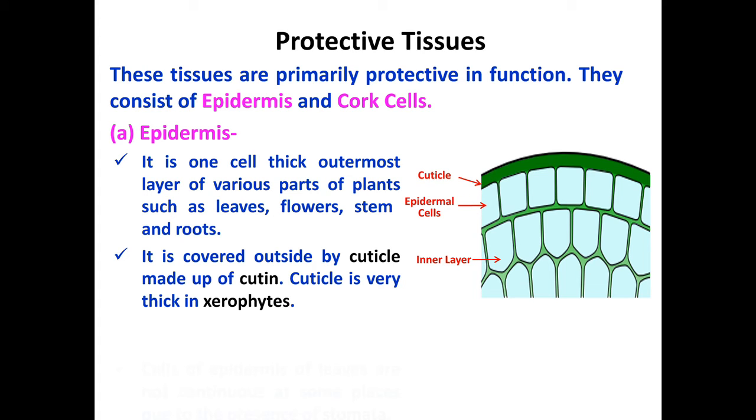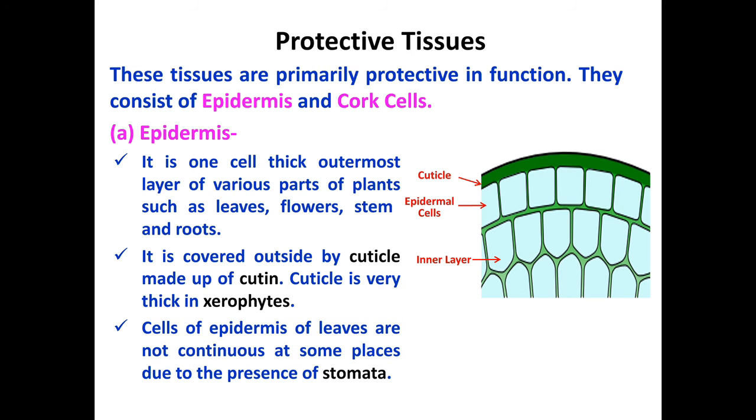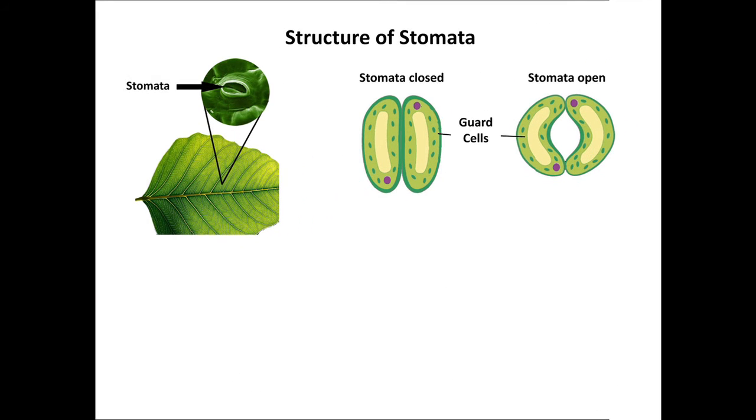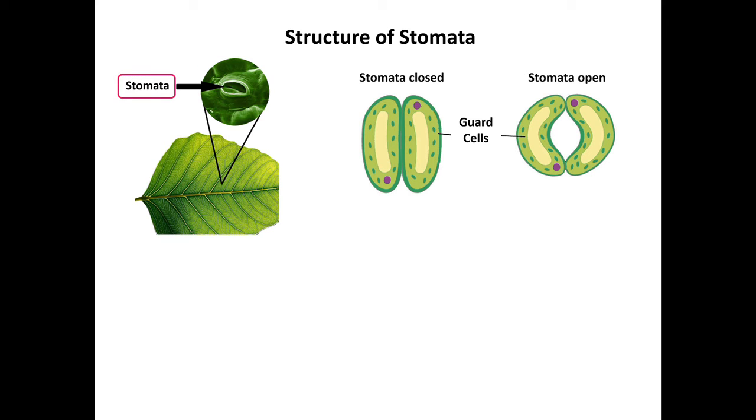Students, the cells of epidermis of leaves are not continuous at some places due to the presence of stomata. Students, let's understand the structure of stomata. Students, stomata are the tiny pores present over the surface of leaves, and these are guarded by a pair of bean-shaped cells known as guard cells. Stomata in epidermis are responsible for the gaseous exchange that takes place during photosynthesis and respiration in plants.